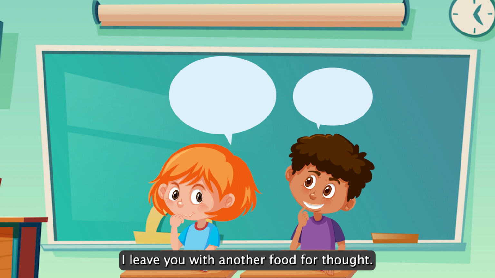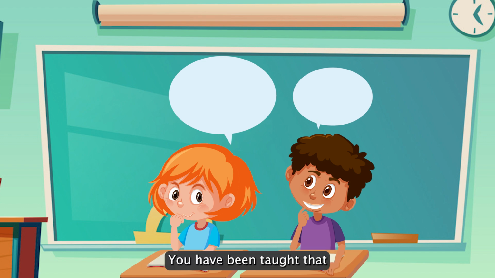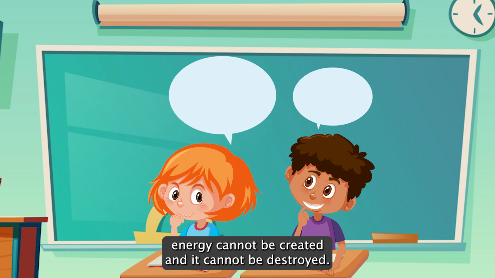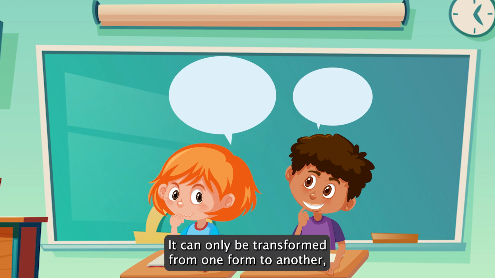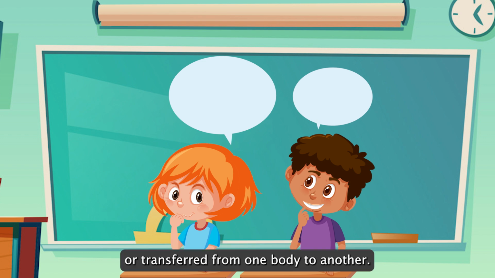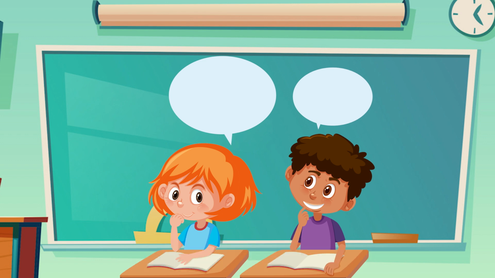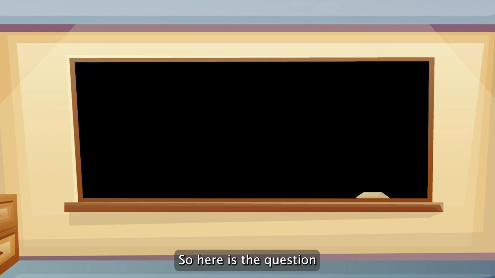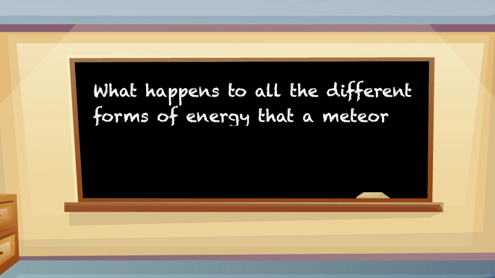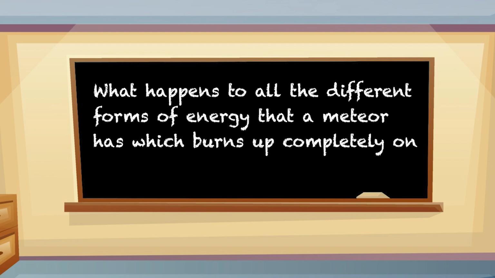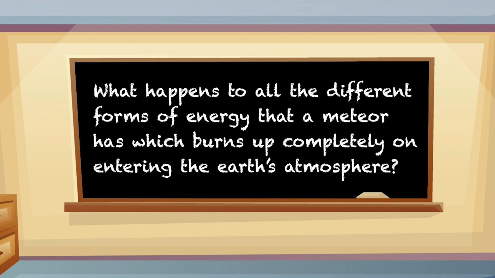I leave you with another food for thought. You have been taught that energy cannot be created and it cannot be destroyed. It can only be transformed from one form to another or transferred from one body to another. So, here's the question. What happens to all the different forms of energy that a meteor has, which burns up completely on entering the Earth's atmosphere? Discuss this question with your friends and then confirm your answer with your teacher.